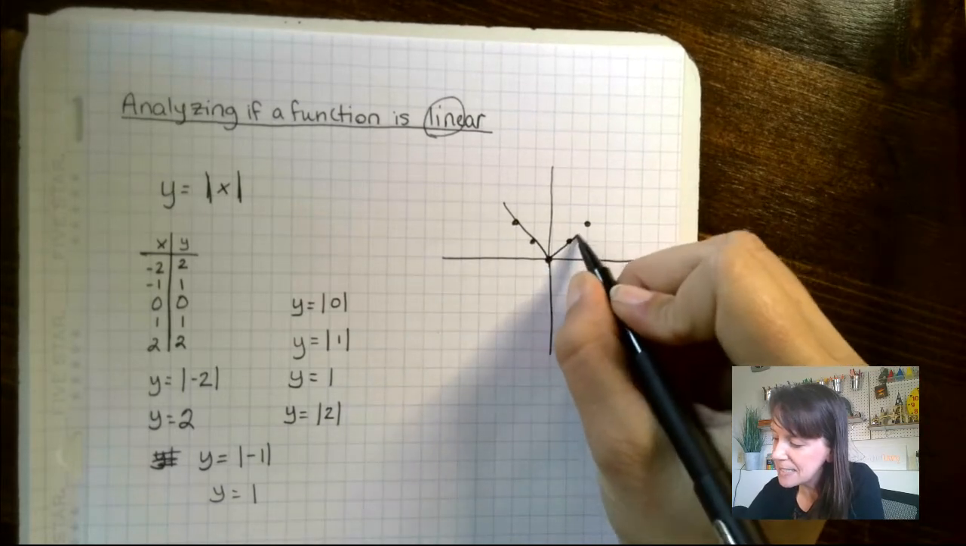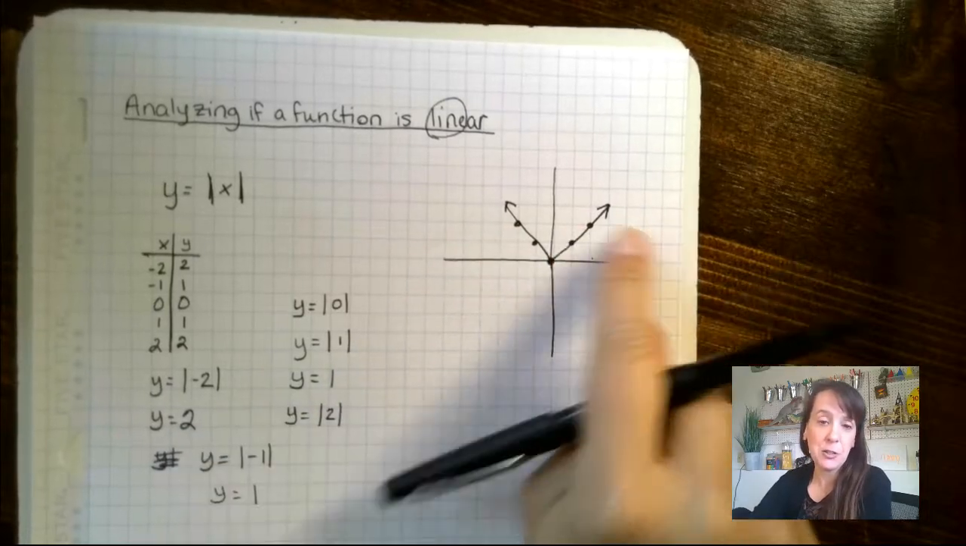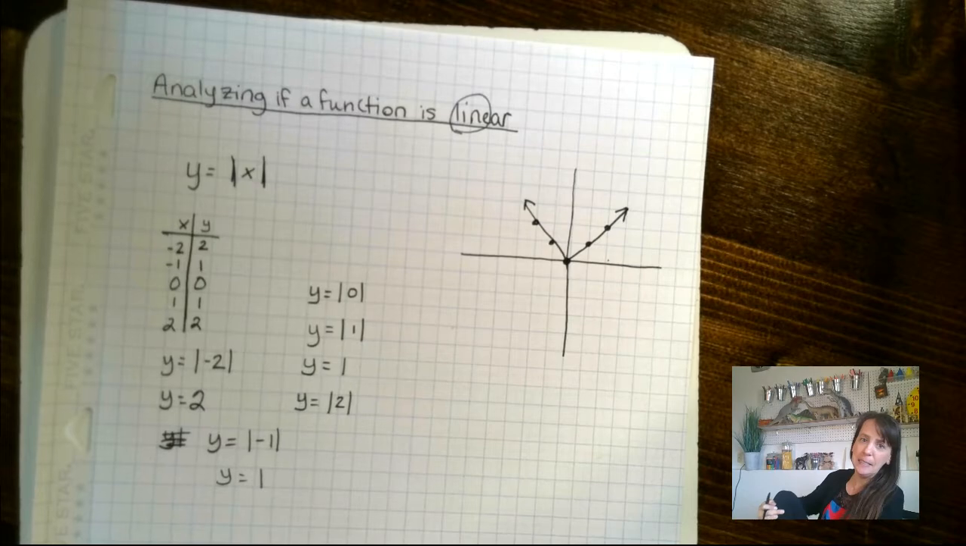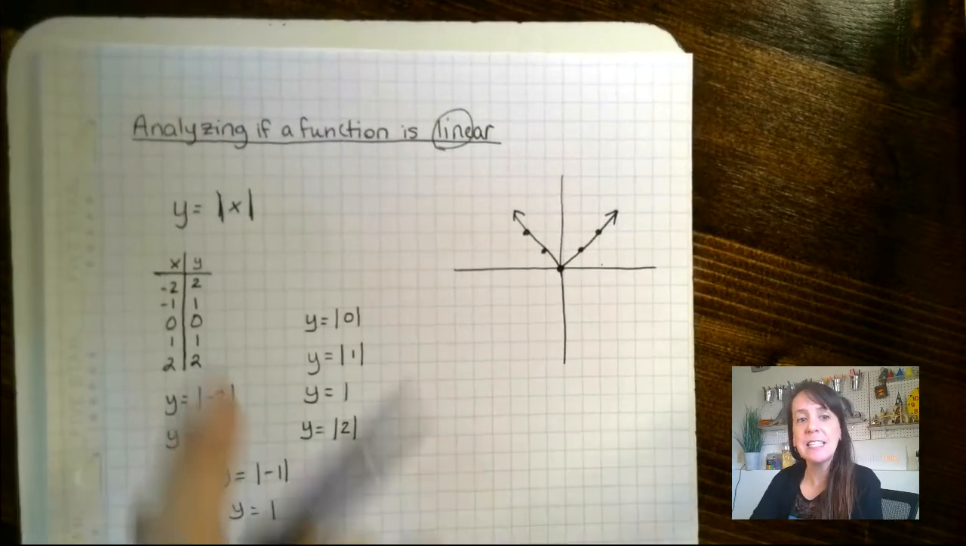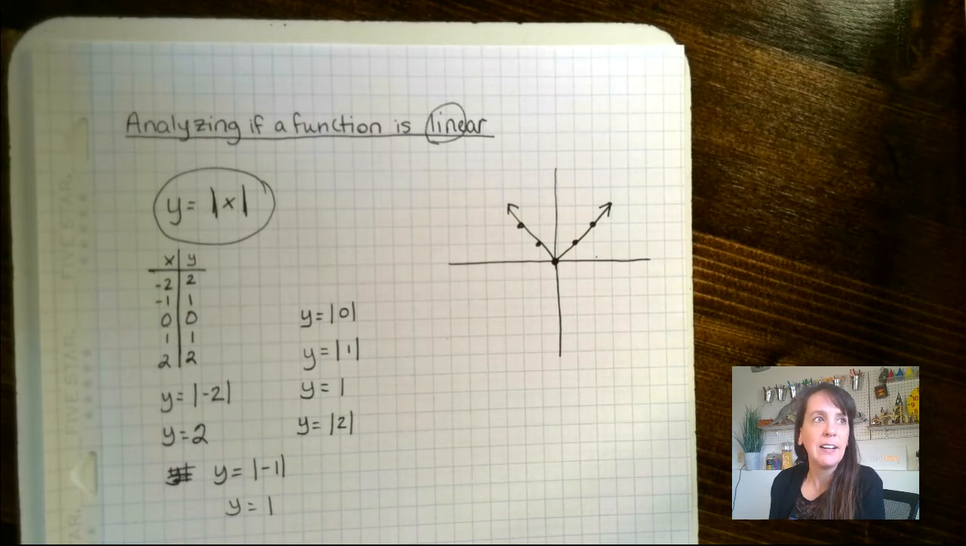You can see that this is not a linear function because it's got 2 lines, but they're folded back on each other. It's a V rather than a straight line. So this function right here would not be considered a linear function.